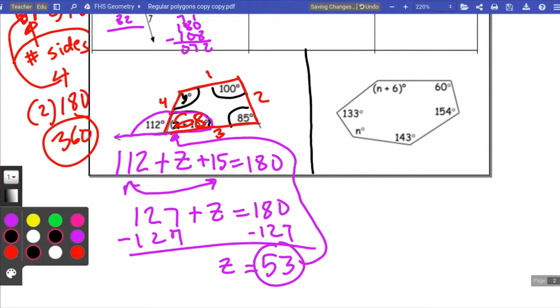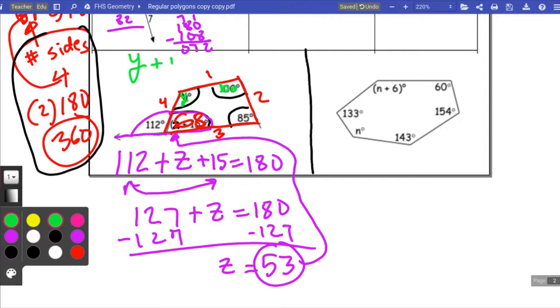Let's use a different color. We concluded that right here. A four-sided polygon will add up to 360. So let's do our math to find Y. So all I have to do now is the Y that I'm looking for, which is this one, plus the 100 plus the 85 plus the 68 equals 360. All right, so we need to get the answer for that.